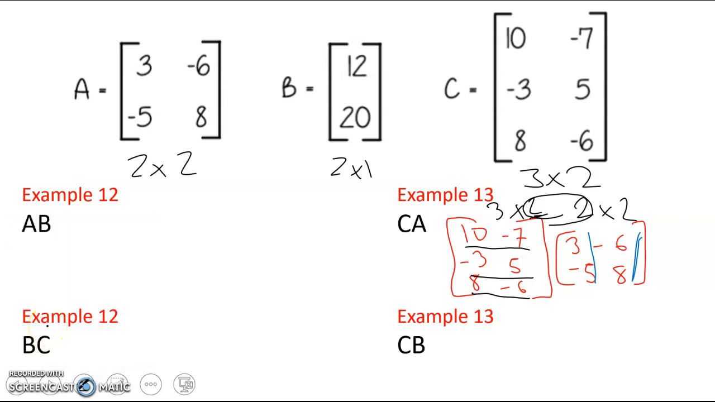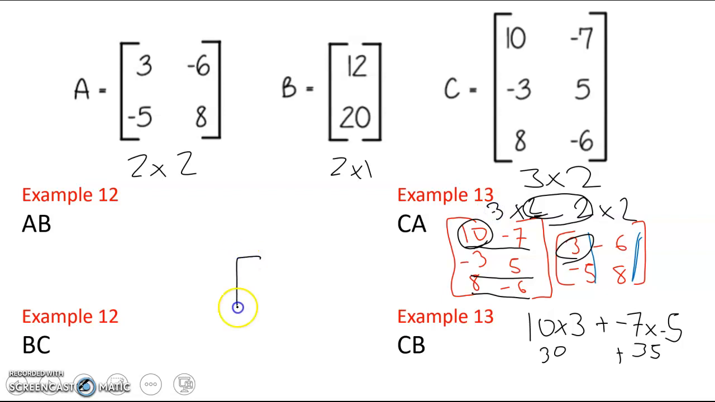And again, we are adding every single one of these terms that we multiply. So we go 10 and the 3. We go 10 times 3 plus negative 7 times negative 5, okay? Which gets me 30 and then a negative 35, actually a positive 35, which gets me 65. My two outside numbers are a 3 by 2, so I know that I'm going to have a 3 by 2. I'm going to write this over here, actually. So I'm going to have 65, and that's going to be the top left number in my matrix, all right?